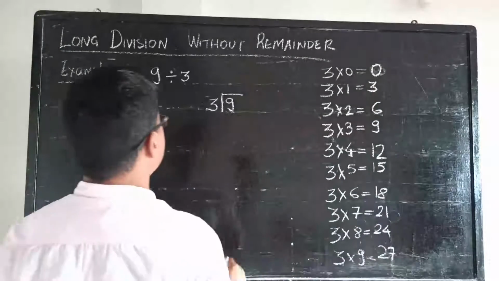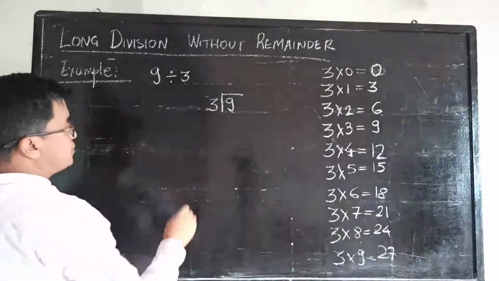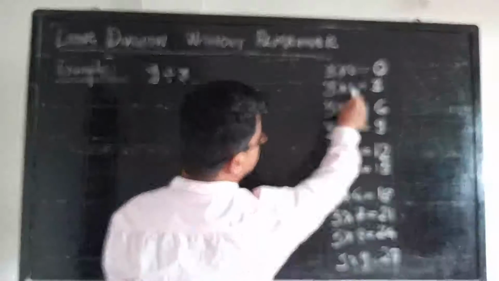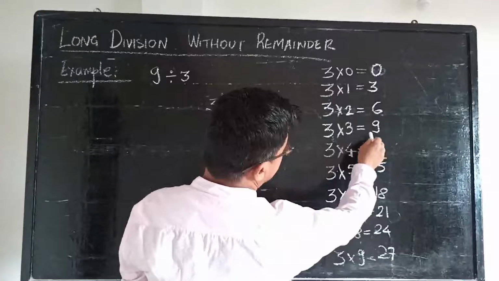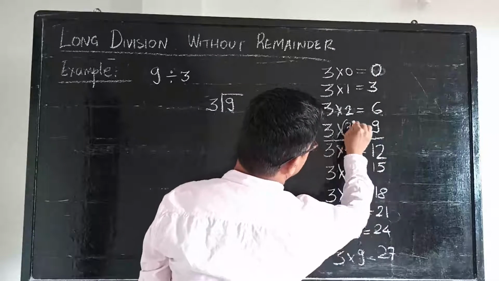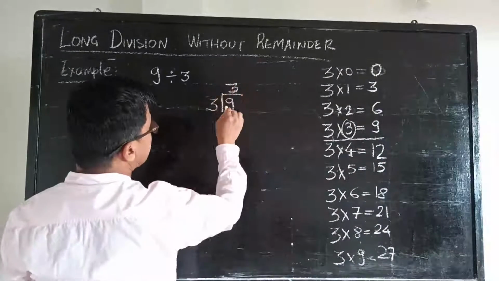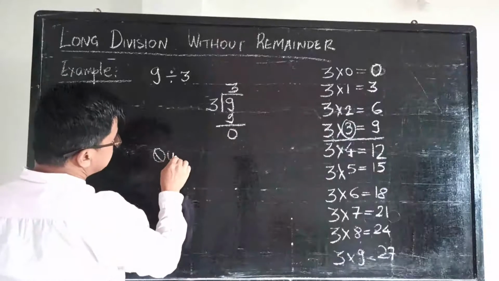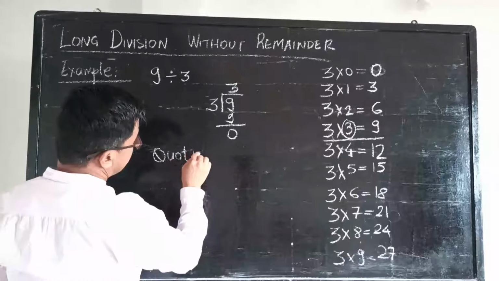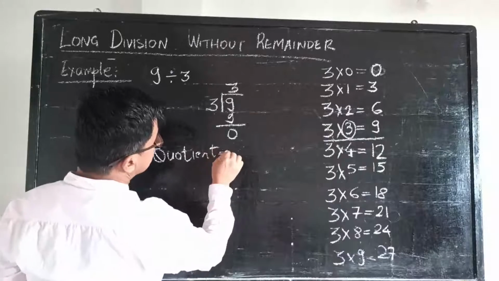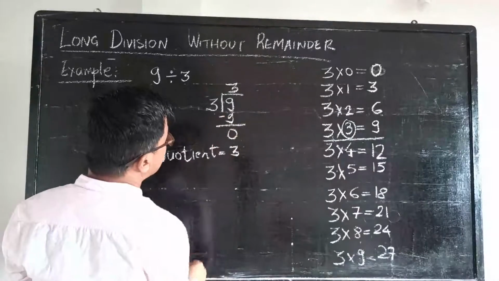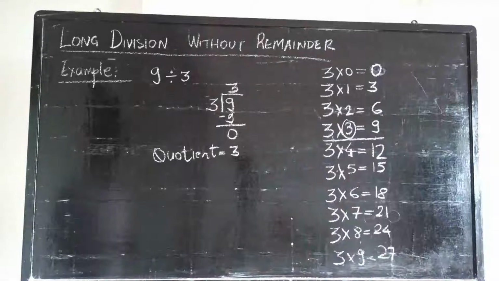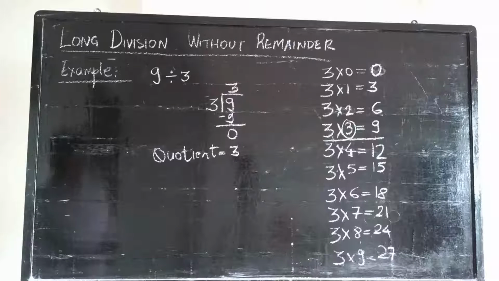Okay, now look here. Here 9 is the dividend and 3 is the divisor. Now look at the tables here. 3 ones are 3, 3 twos are 6, 3 threes are 9. So 3 threes are 9. 9 minus 9, 0. Quotient is equal to 3. So this way you have to do the long division method.